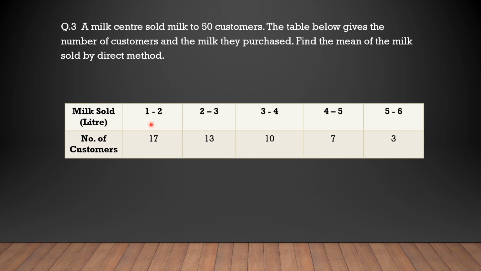So for 1 to 2 liters, the number of customers is 17. For 2 to 3 liters, 13 customers. For 3 to 4 liters, 10. For 4 to 5 liters, 7, and for 5 to 6 liters, 3 customers. Here we have to find the mean by direct method.